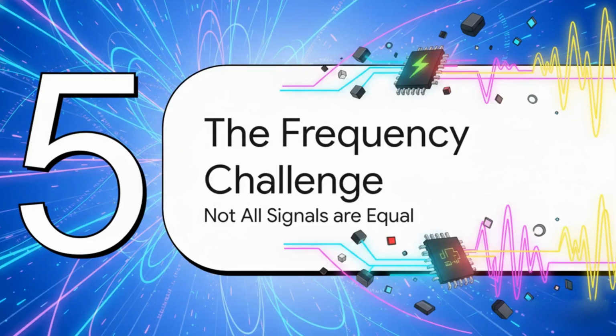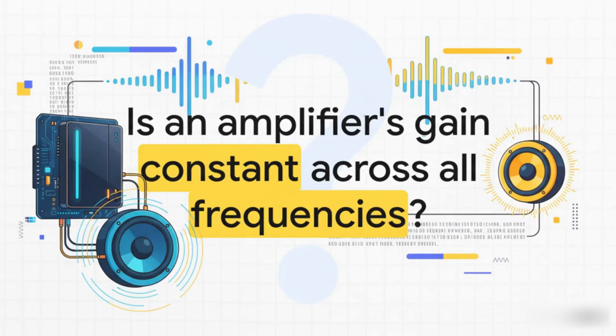Okay, so we have our model, but there's a twist, a big one. It turns out an amplifier doesn't treat every signal the same. Its performance can change, like a lot, depending on the signal's frequency. So is the gain just a single constant number?